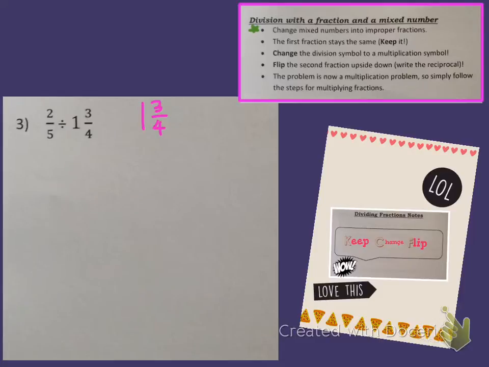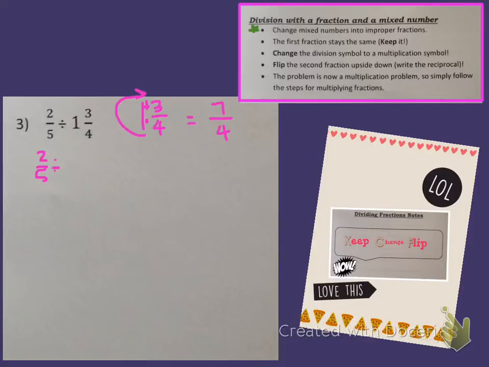You may or may not remember how to do this, but basically, we boomerang. We're going to do 4 times 1, and then when we figure that out, we're going to add 3 to that. So 4 times 1 is 4, plus 3 is 7. So we have 7 as our new numerator, and then the denominator stays the same, 7/4. So that's how we convert the mixed number into an improper fraction. So let's rewrite our problem.